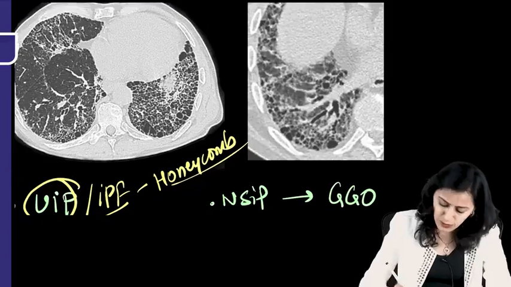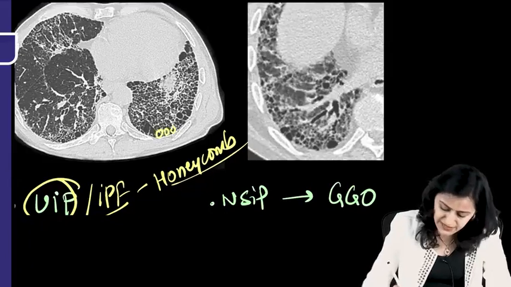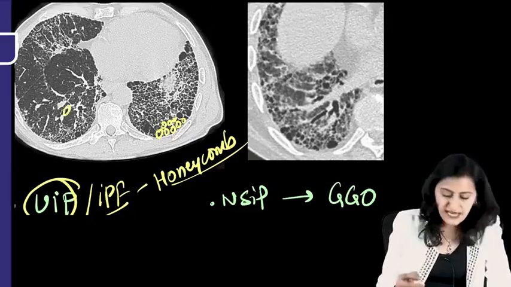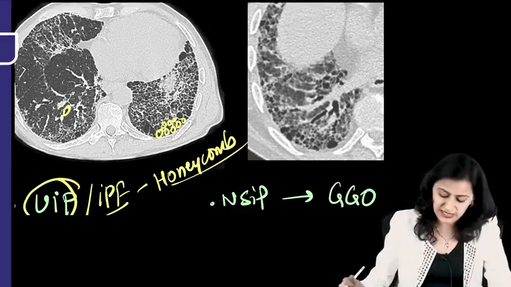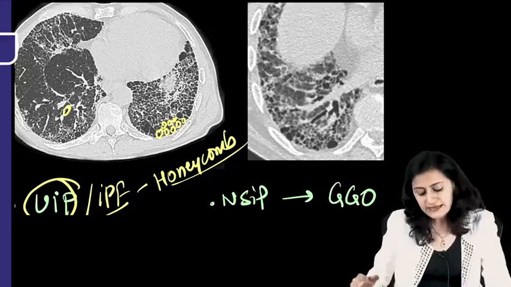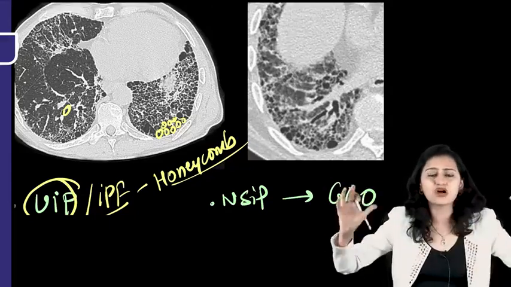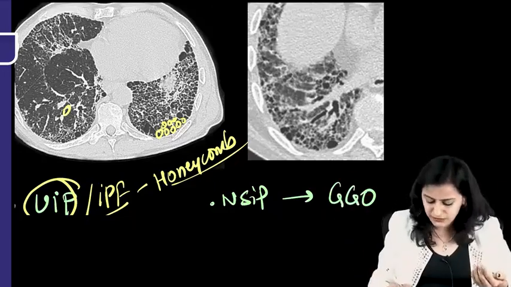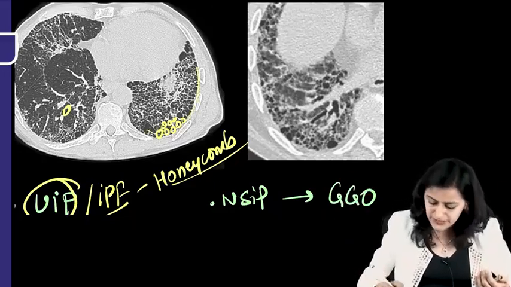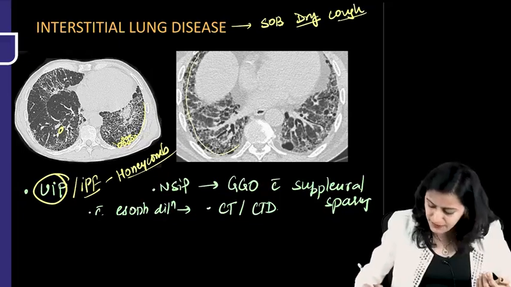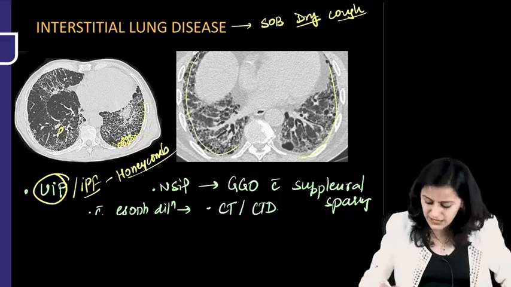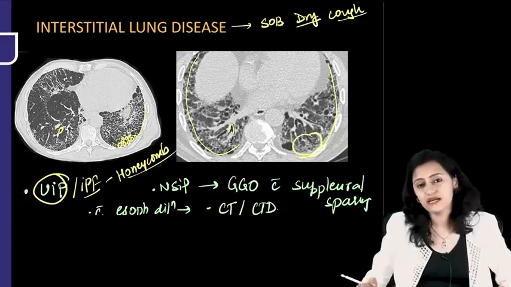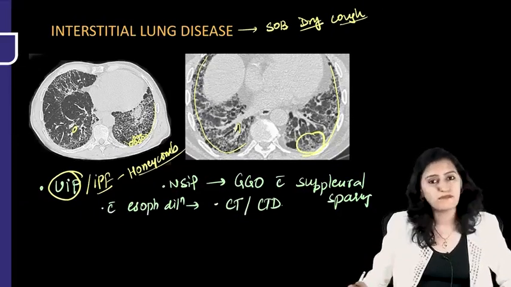So in honeycombing, what we see are air-filled cysts stacked one above the other. There is bronchiectasis, traction bronchiectasis along with it, right? And it basically is seen more commonly in the basal parts of the lung. The peripheral basal parts of the lung is where it is seen more commonly. Like if you see at this one, the peripheral part, the basal part of the lung, there is bronchiectasis, and this honeycombing appearance is what we are seeing, suggestive of UIP pattern.